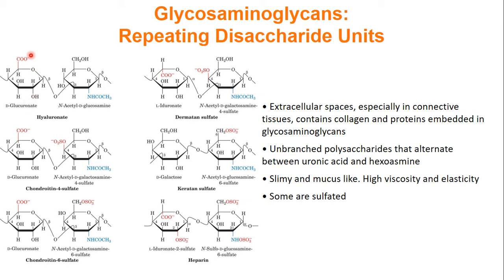So uronic acid has this COO minus here, and it then has an amine, hexosamine. Here we can see our hexosamine here. A lot of them also have these sulfur groups, as you can see. Now, since you have these negative charges, water is highly attracted to these sugars. And so you'll get this slimy, mucus-like substance from these sugars, very viscous and elastic.